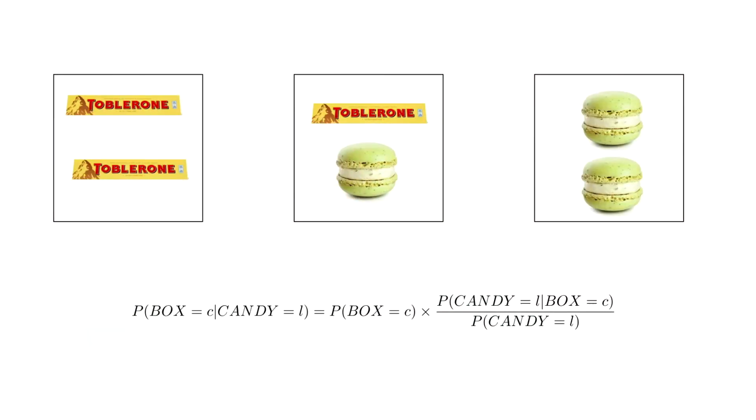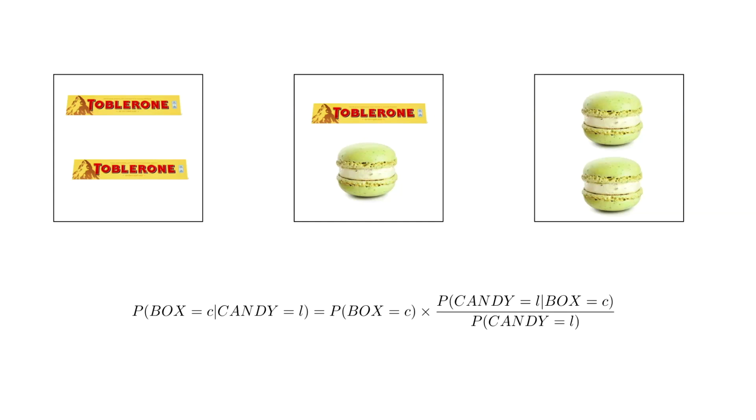So these are my 3 boxes. The first box has 2 Toblerone, the second one has 1 of each, and the third one has 2 Luxembourg early. At the bottom, you see my 2 random variables that I use in the Bayes formula. The first random variable contains the box A, B, or C, so it can take one of 3 values. Then I can write the probability that the box is A, or B, or C.